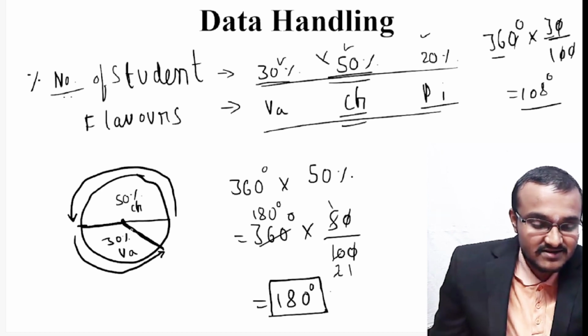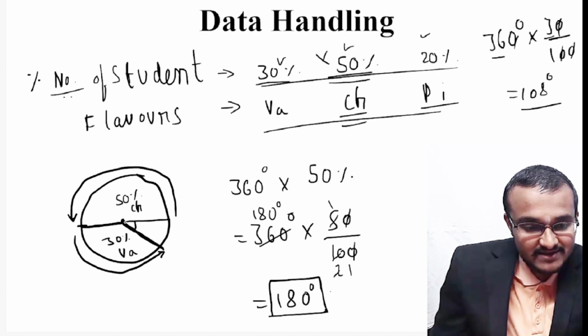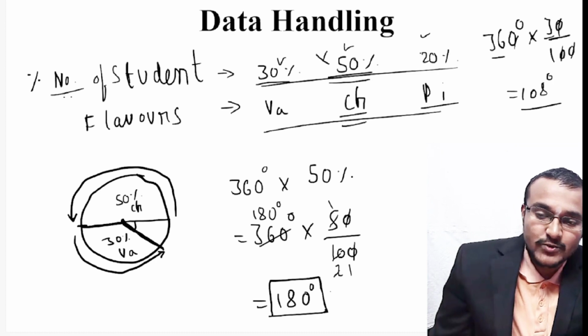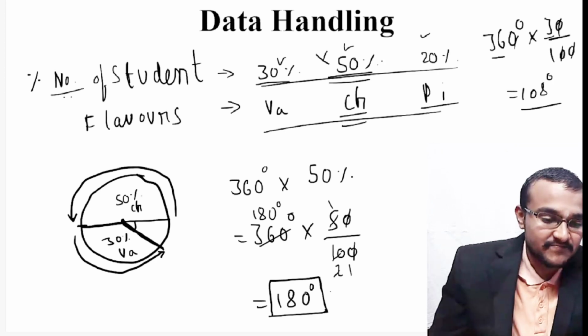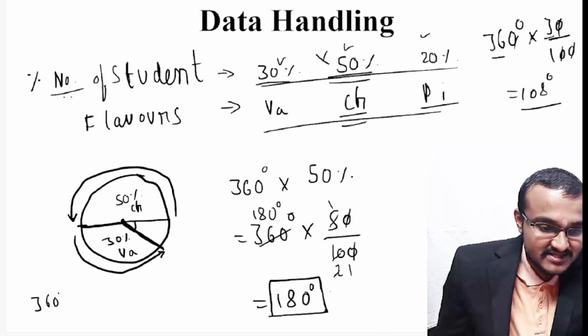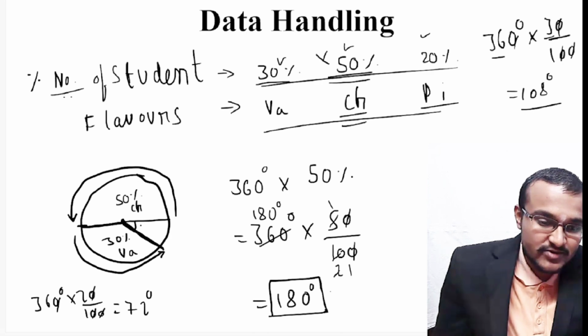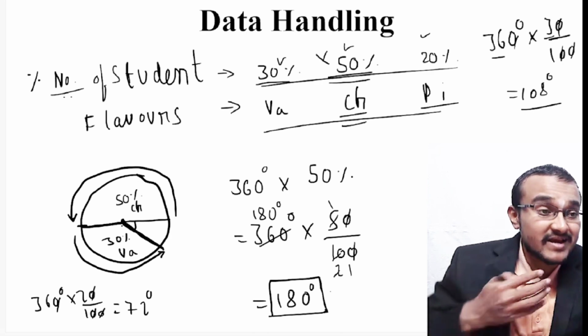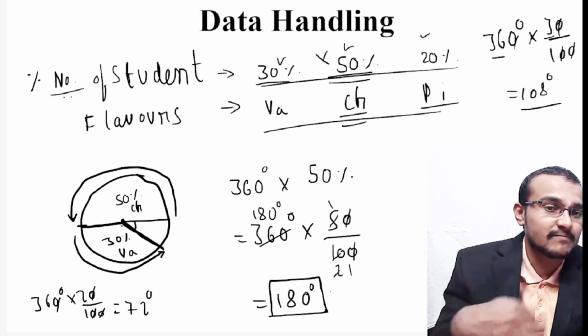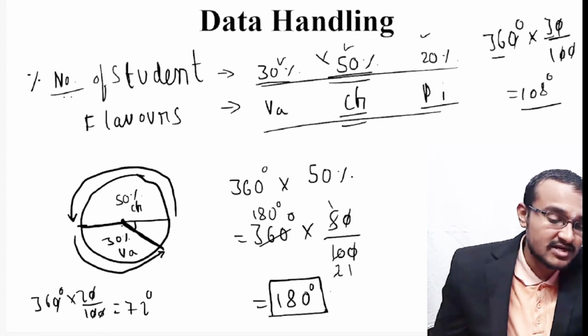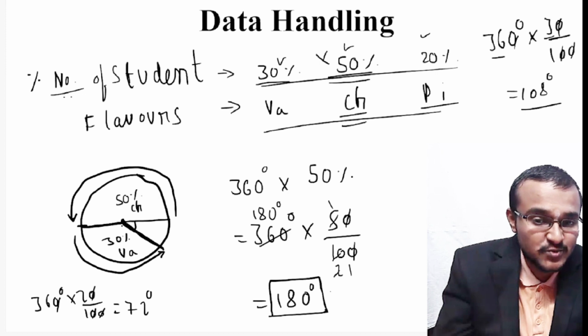If you measure this angle by keeping the protractor on this line, you will get exactly the remaining 20%. That is 360 degrees into 20%. 20% is 20 by 100, so the zeros get cancelled. 36 into 2 is 72 degrees. Here you can clearly see 72 degrees will remain, because 360 degrees completes one circle. So the remaining 72 degrees is that 20%.